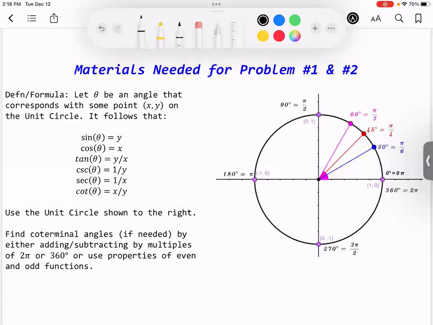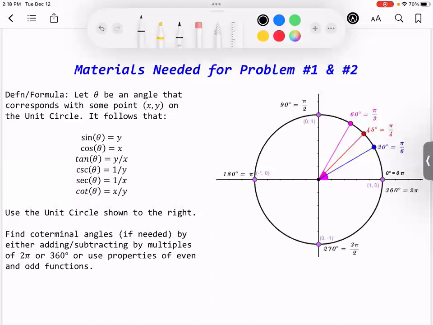Cosecant is 1 over y. Secant is 1 over x. So those are the reciprocals of sine and cosine respectively. And cotangent is now the reciprocal of tangent. That's x over y. So we use the unit circle shown to the right.